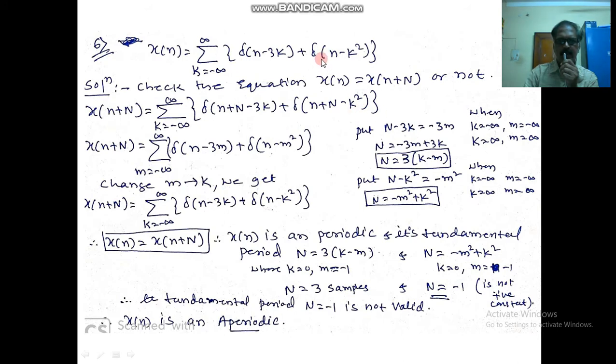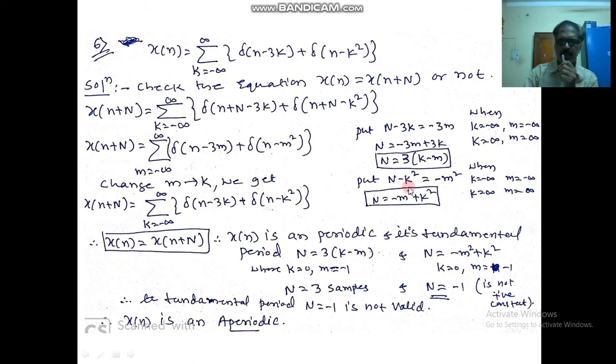Similarly, in the second term, we have here n minus k square. Hence, I have to substitute n minus k square equals minus k square, but k is already defined. In place of k, I am using another variable m. Therefore, n minus k square equals minus m square. This is the substitution I am using for the second term. Here also the same thing. When k equals minus infinity, what is the value of m? When k equals plus infinity, what is the value of m? So when k equals minus infinity, the value of m is minus infinity. When k equals plus infinity, the value of m is minus infinity.